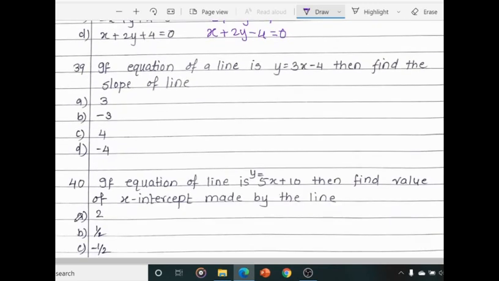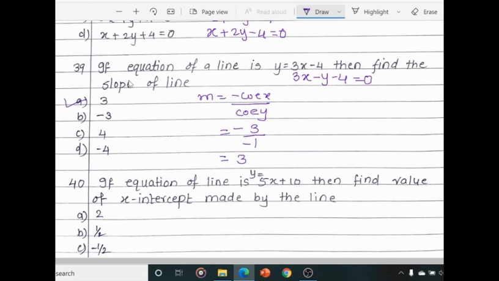If the equation of a line is y is equal to 3x minus 4, then find the slope of the line. We know the slope of the line is given by minus coefficient of x upon coefficient of y. First of all, put this equation in the proper format. So the equation will be 3x minus y minus 4 is equal to 0. So minus coefficient of x is minus 3 and the coefficient of y is minus 1. So the answer is 3.